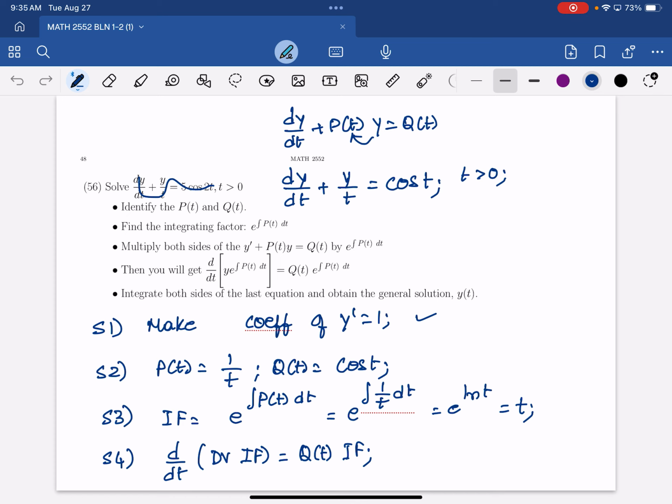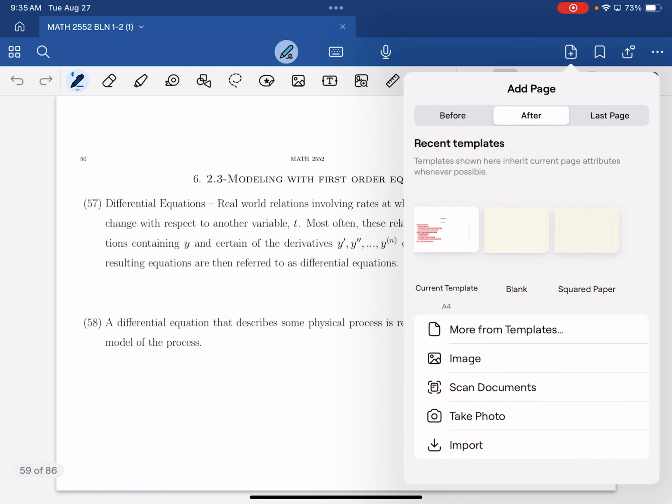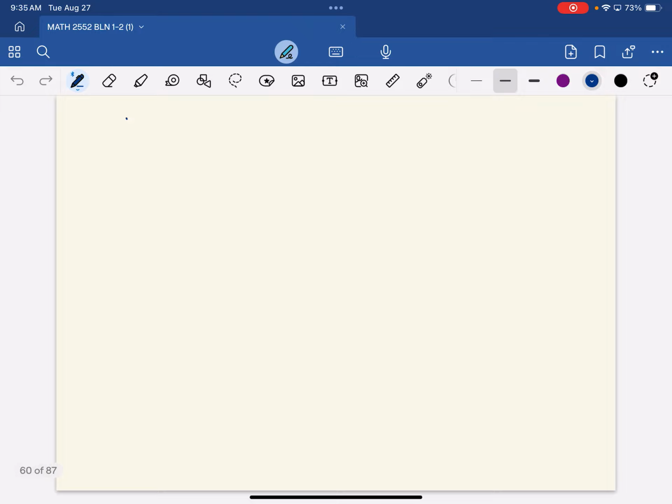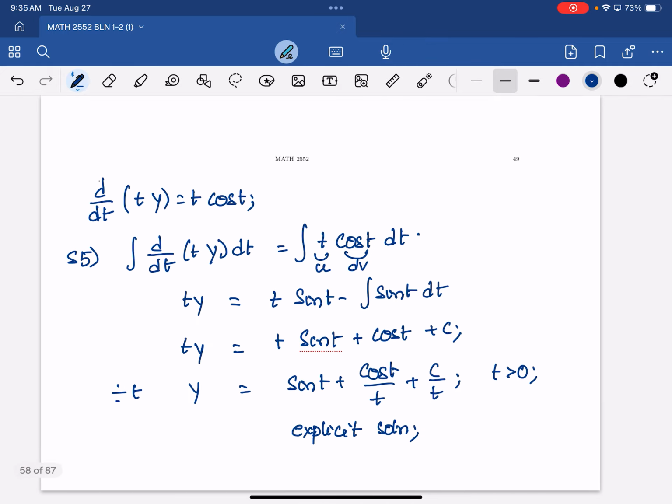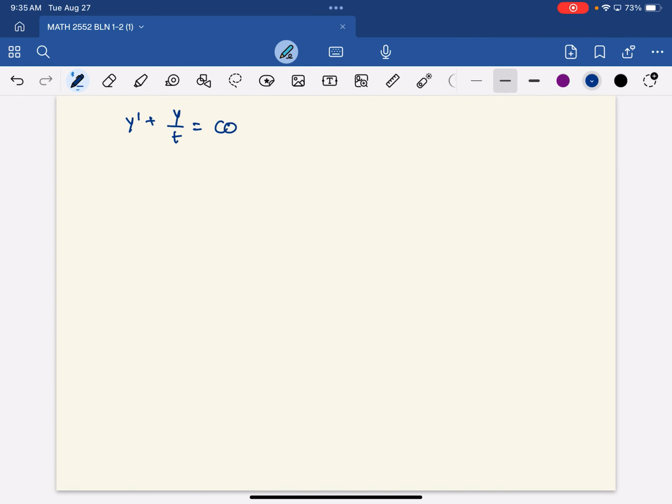Okay. So we did this problem and we got y as the explicit solution and all that. I want to go back a little more. The problem was y prime plus y over t equals, I think, cosine t, if I'm right.